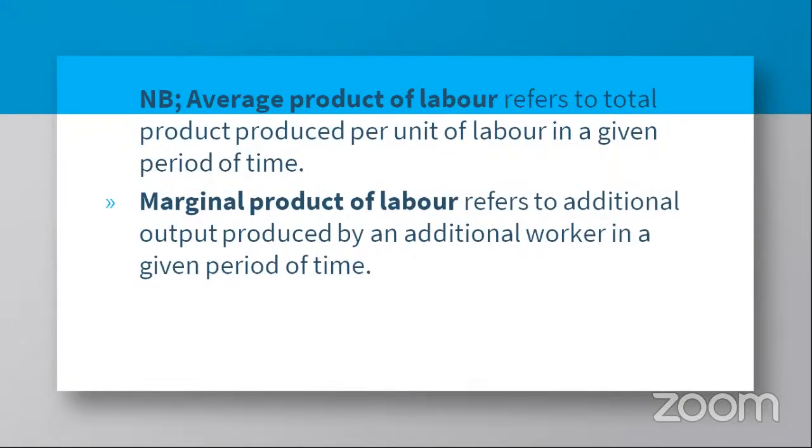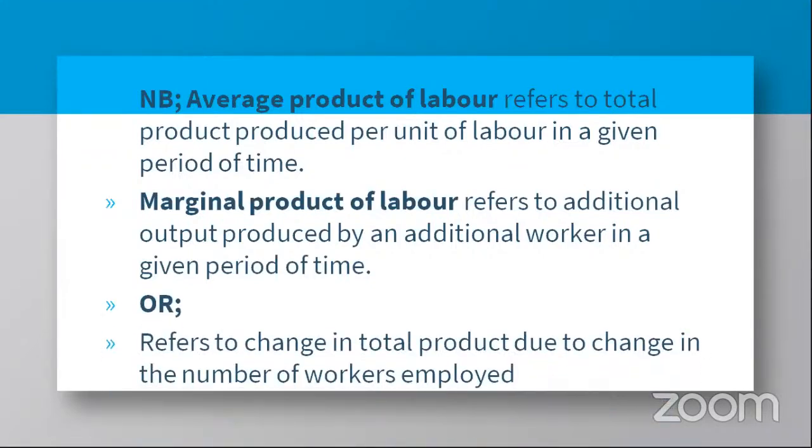We also looked at marginal product of labor, and we said it is the additional output produced by employing an additional worker. An additional output which is as a result of employing an additional worker. That is what we refer to as the marginal product of labor. Yes. We are saying that it refers to change in total product due to change in the number of workers employed. It is actually another way of defining marginal product of labor.